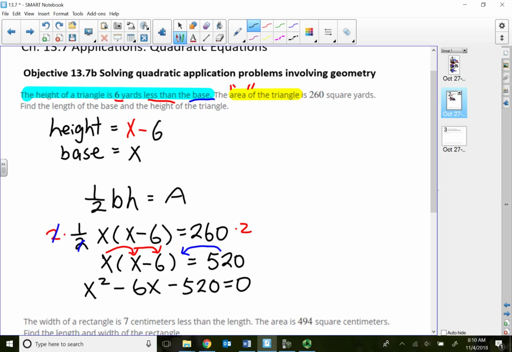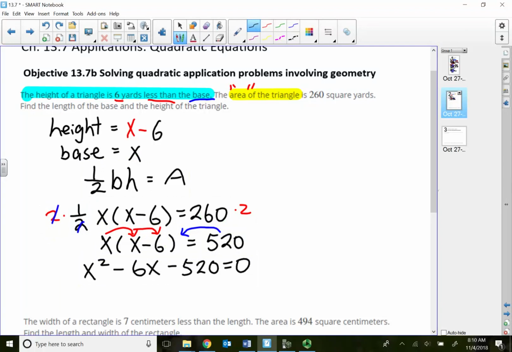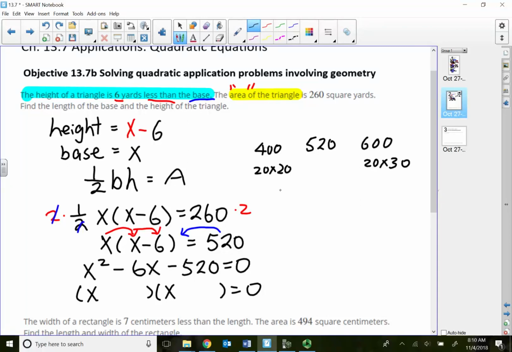All right, let's factor this real quick. For the 520, let's think. For x squared would be x and x. For 520, I know 520 is between 400 and 600. The reason why I'm picking 400 is 20 times 20. 600 is 20 times 30. I only need the difference of 6, so my answer will probably be a little bit bigger than 20 and a little bit less than 30, somewhere within 20 to 30.